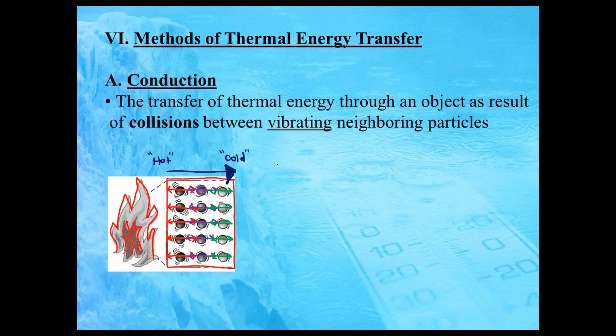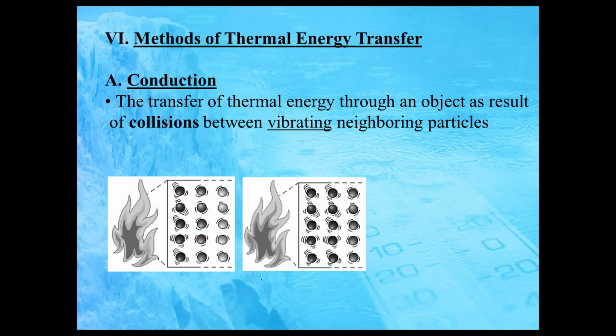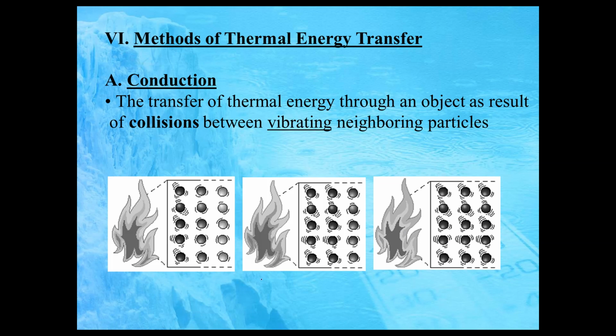So again, conduction is the transfer of thermal energy through an object, and this happens because of collisions between vibrating neighboring particles. I should point out, though, that as you go from this collision to the next one to the next one, you start to progressively lose more and more energy. So the particles near the heat source would always be vibrating faster than the ones on the right-hand side. But nonetheless, you still are transferring some of that energy over to the far right-hand side.